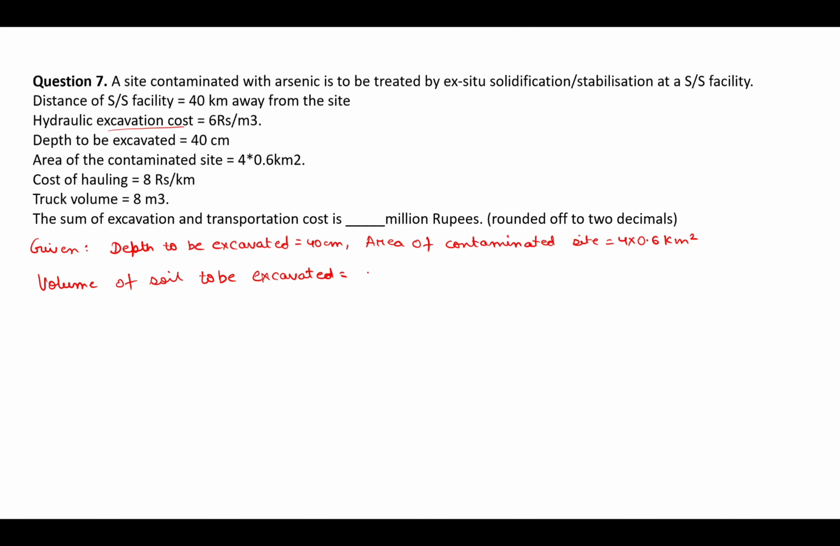So we have an area of 4 into 0.6. It is in kilometer square. So the answer is 8.2. No, the answer is not 8.2 million Indian rupees. So okay, let's see how to solve this. What is the correct answer? So the volume of soil to be excavated will be area into depth.